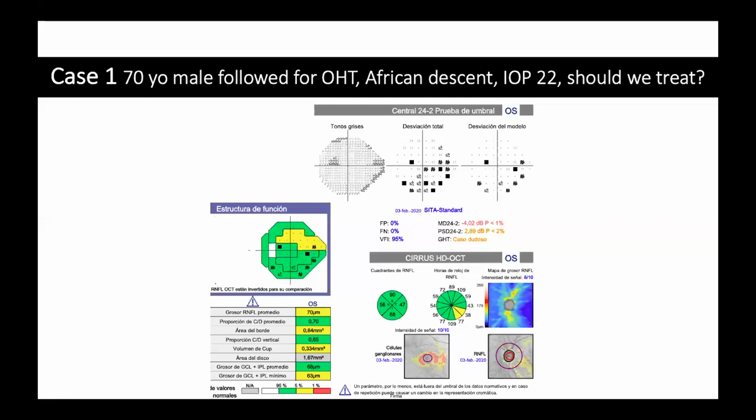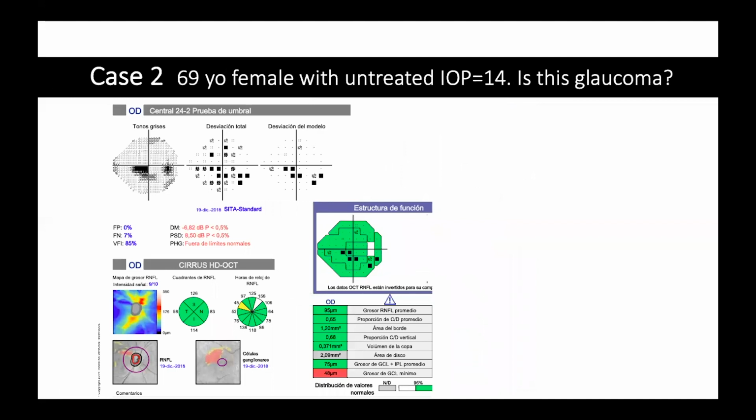And that's why we need to take all this together, because only with the field, maybe we won't be sure. Only with the optic disc, we possibly won't be sure. But when we see all together with the macula as well, then we will decide to treat.